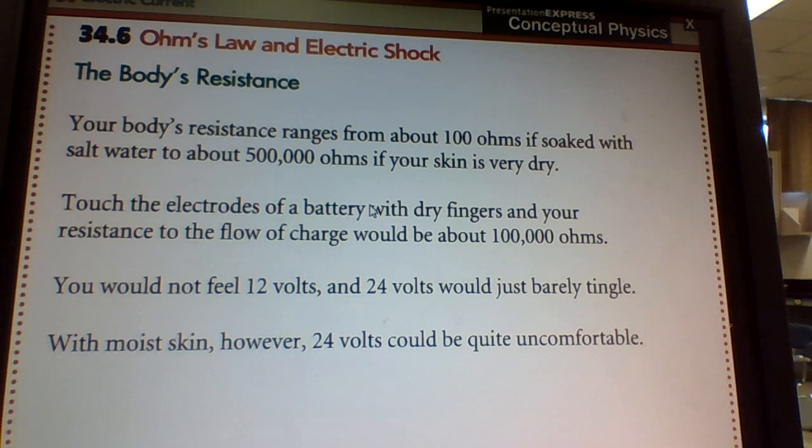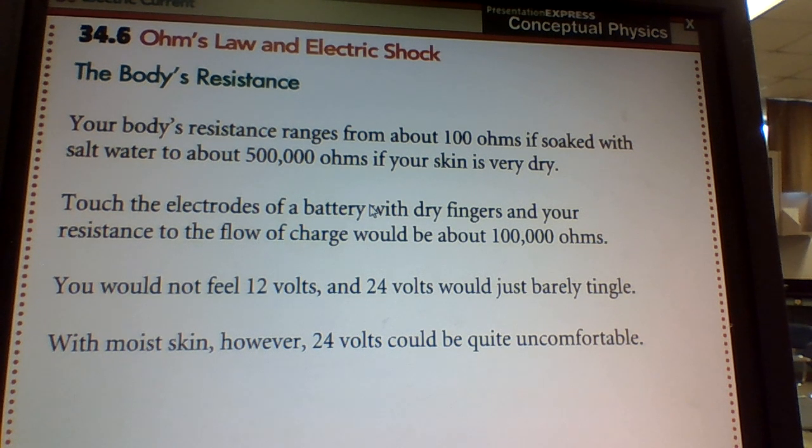So your body varies in its resistance. If you are very dry, not sweating, maybe just took a shower, so you're very clean and you haven't perspired or anything after, you might have a very high resistance. Maybe 500,000 ohms. If you are standing in the ocean or taking a bath after a long, hot, sweaty day, you might have just 100 ohms in your resistance.